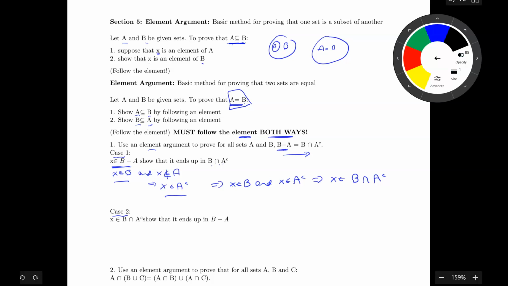Now let's go the other way. I take an element, x is an element of B intersect A complement. That means x is an element of B and x is an element of A complement. What that means is x is not an element of A. So this gives me x is an element of B and x is not an element of A. That means x is an element of B minus A.